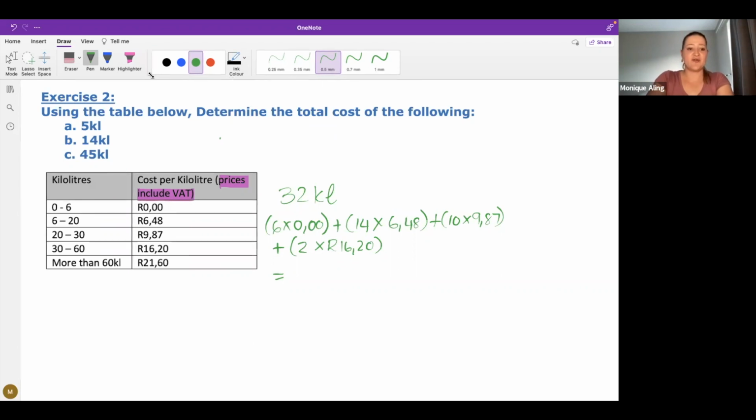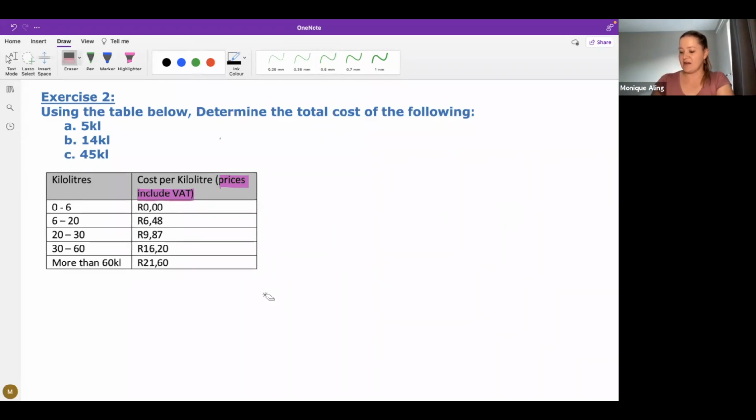So let's go through A, guys. I can see 2 answers there already. That was a nice and quick one. I feel like sometimes you might think it's a trick question. What did we get for A? A is 0. Good, because 5 kiloliters is in that first range. That first range is free. So it is 0.